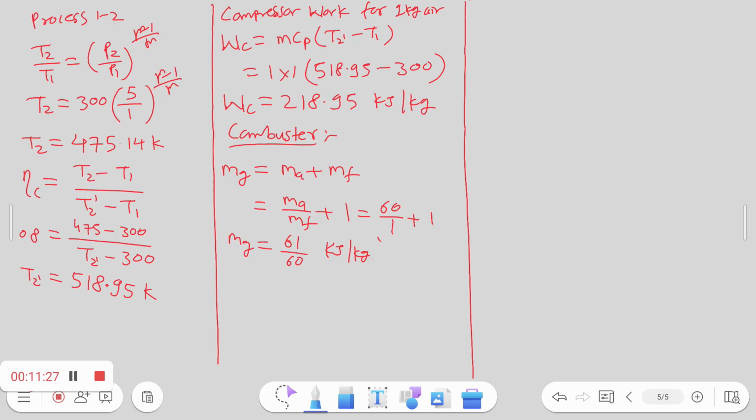We have divided by mass of fuel on one side only. Whenever we do any mathematical operation, we have to do it on both sides, right? Now to get this, mg by mf is equal to ma by mf plus 1.